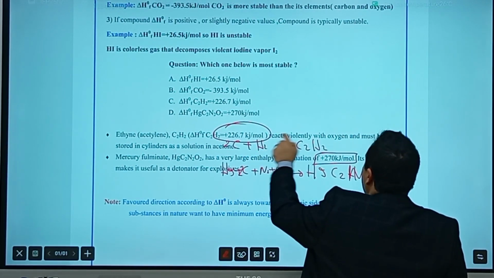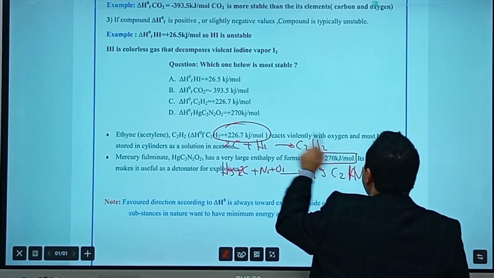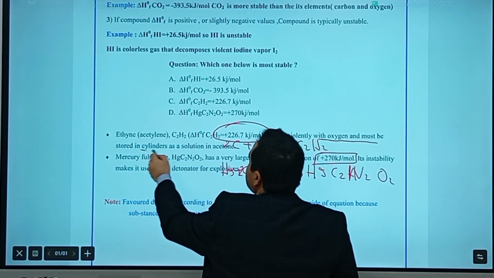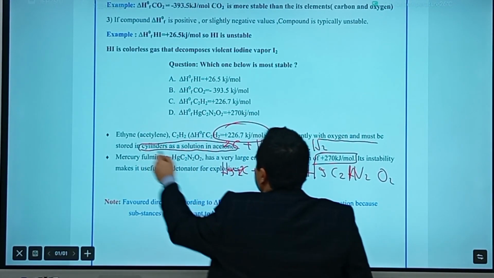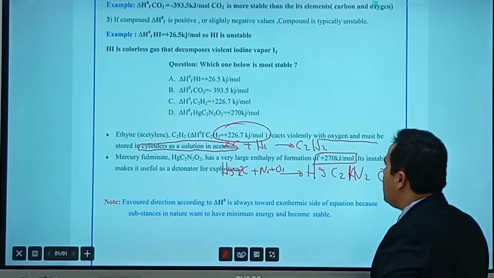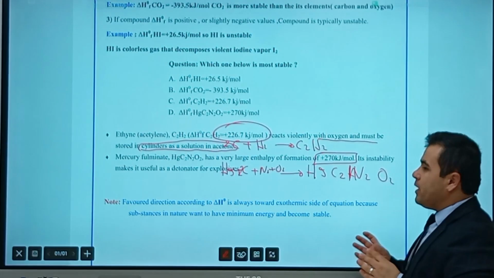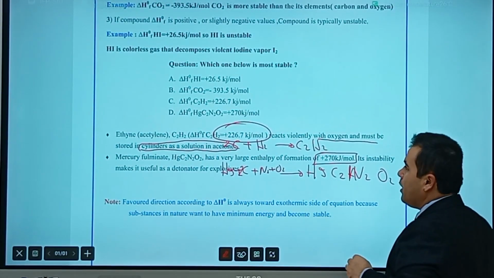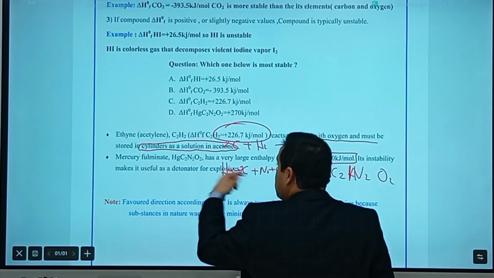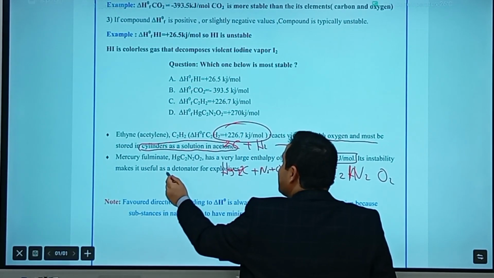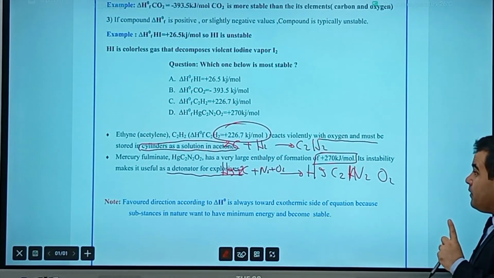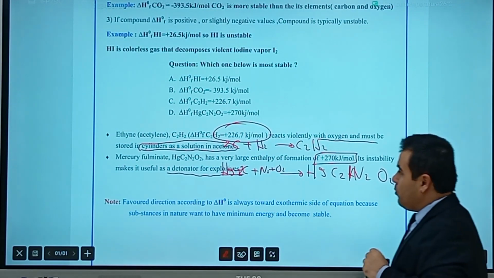The ethane is very unstable, reacts with oxygen and must be stored in cylinder as a solution in acetone. Must be stored in acetone to be away from the air because it reacts vigorously with oxygen. The mercury fulminate, it's used because of its instability, it's used as a detonator for explosives, as explosive agent in explosive bombs.